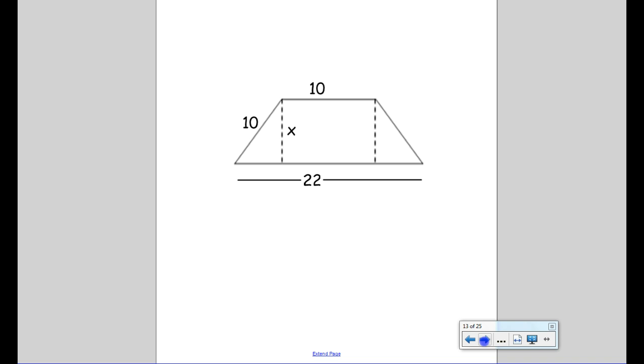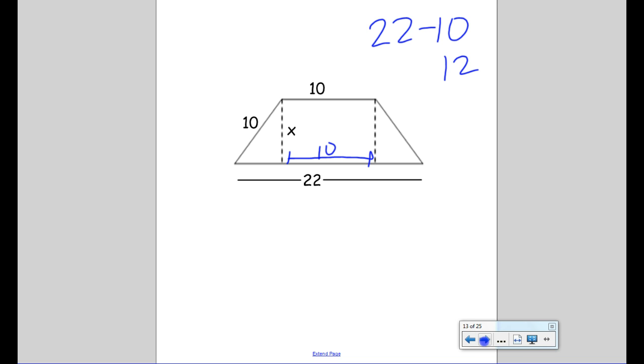What are you supposed to find out? X, yes, please find X. John, what should we do first? Dividing 22 into 3 would assume that these three are equal. So let's do a different route, but it does involve the 22. 22 minus 10. Very good. First thing we do is 22 minus 10, because we know that from here to here is 10. So we've got 22, but we've used 10 of them. What's 22 minus 10? 12.